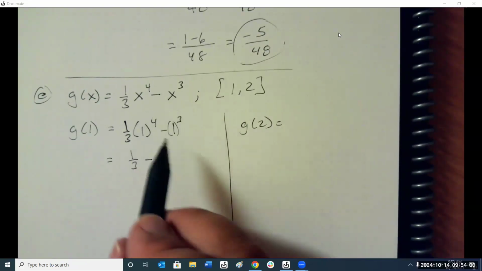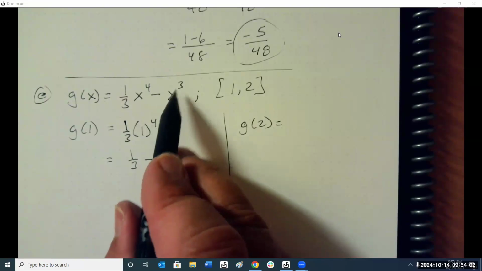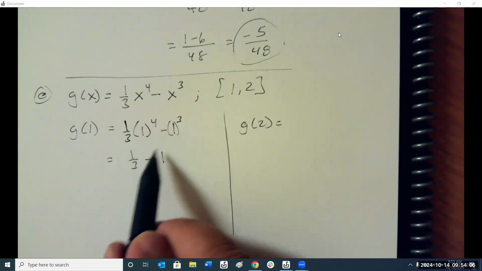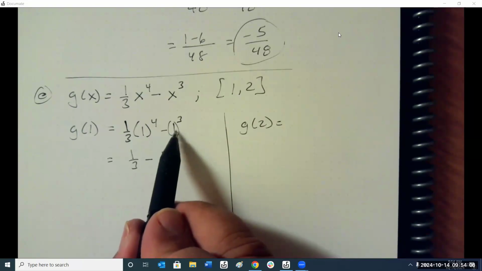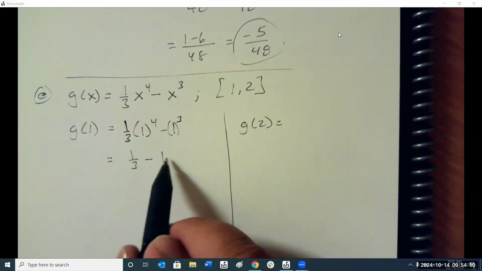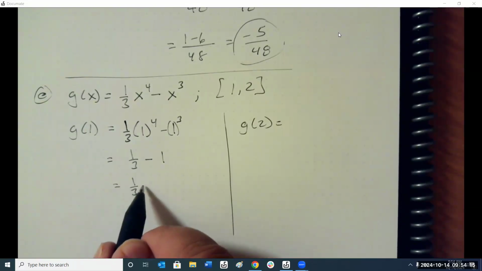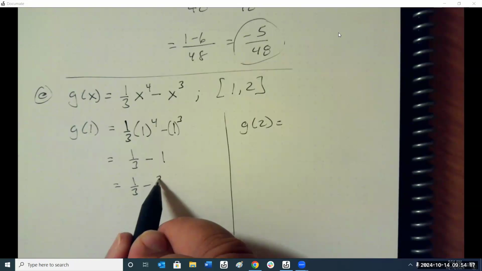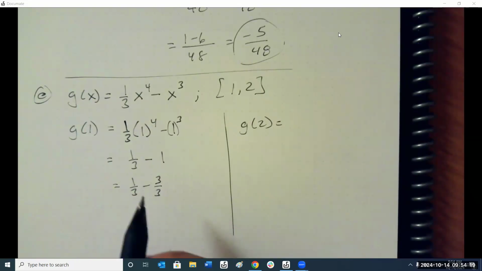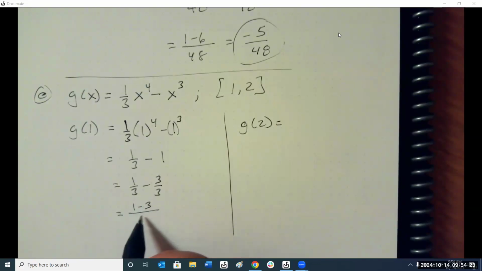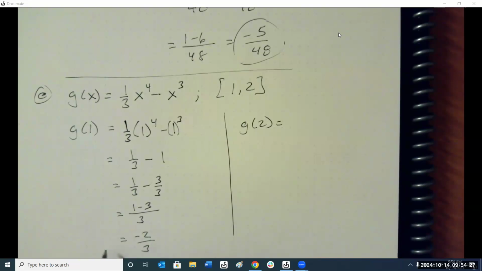Because it's 1/3 times 1 cubed. And the second one is 1 to the third power is 1, so it's 1/3 minus 1, which is, we have to get a common denominator. So 1 is written as 3/3. So that's 1 minus 3/3 equals negative 2/3.